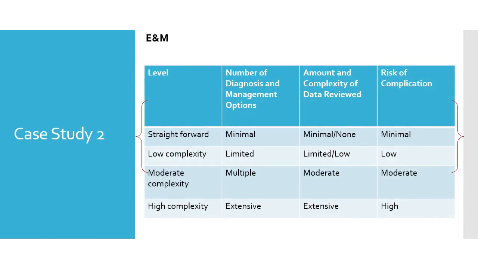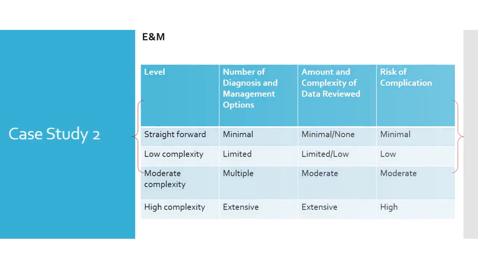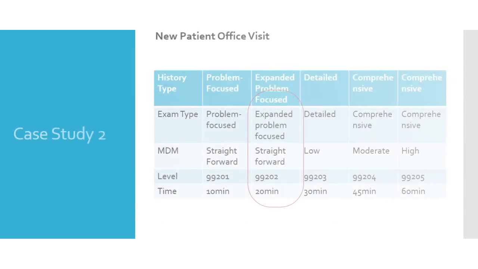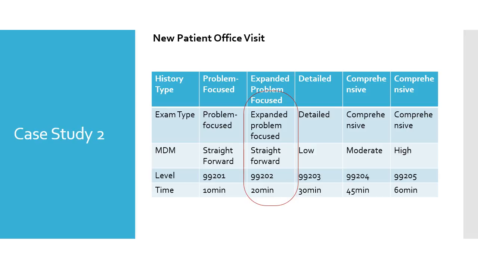As evaluation and management go, this is straightforward. There are minimal diagnostic options, little complexity, and minimal risk for complication. This was a new patient, so he needs the new patient coding for 99202. The codes for this patient encounter are 99202 for the new patient office visit and 94760 for the pulse oximetry reading.